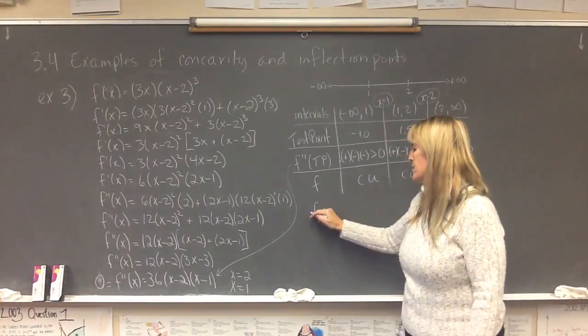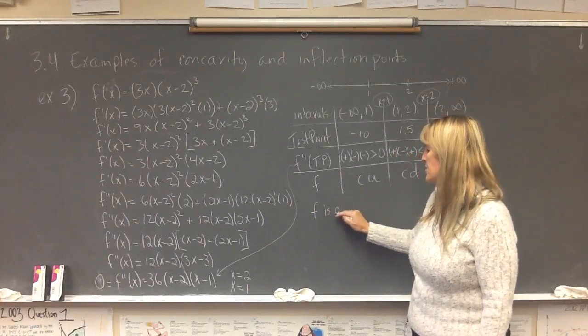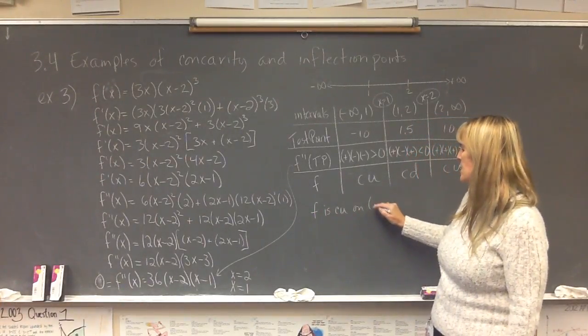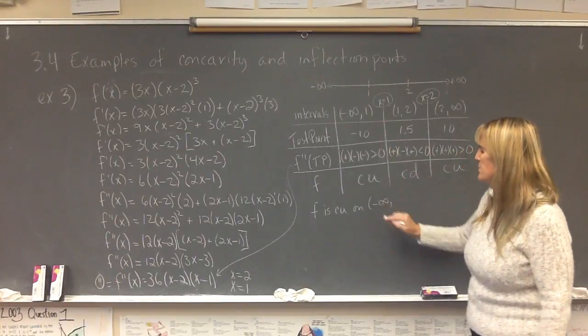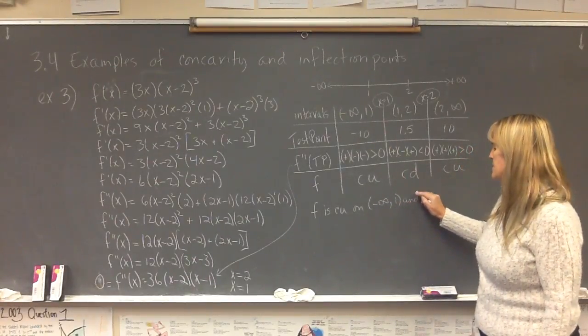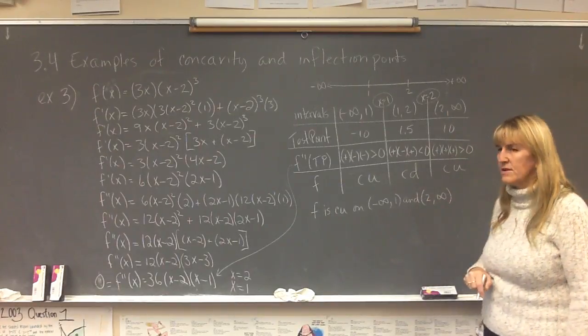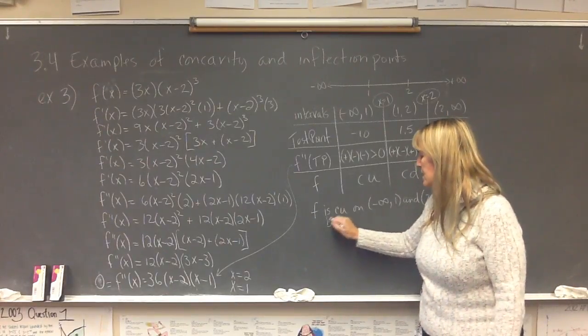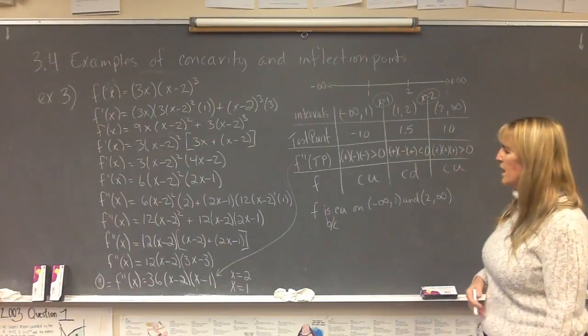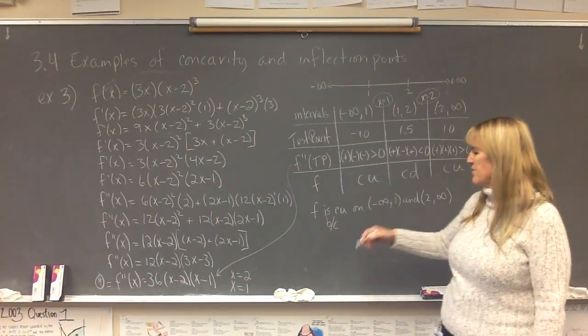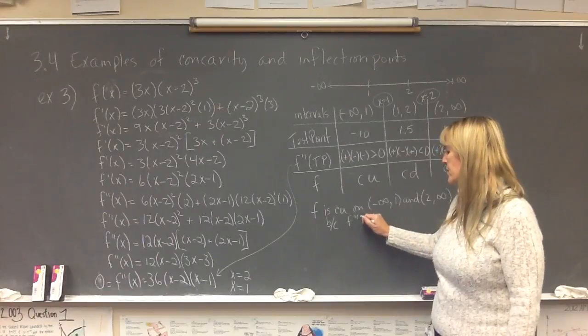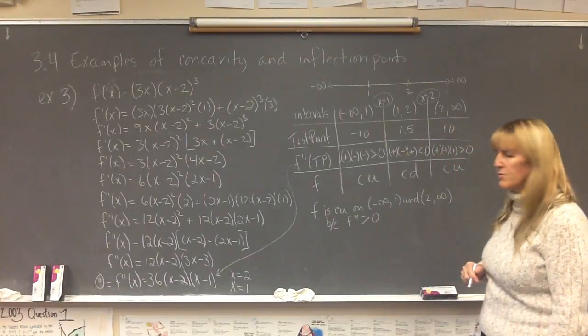So let's go ahead and put our answer here. F is concave up on negative infinity, comma 1, and again on the interval between 2 and infinity. And I want to say, because we always have to give our reason, why f is concave up. F is concave up because f double prime, which is my second derivative, is greater than 0.